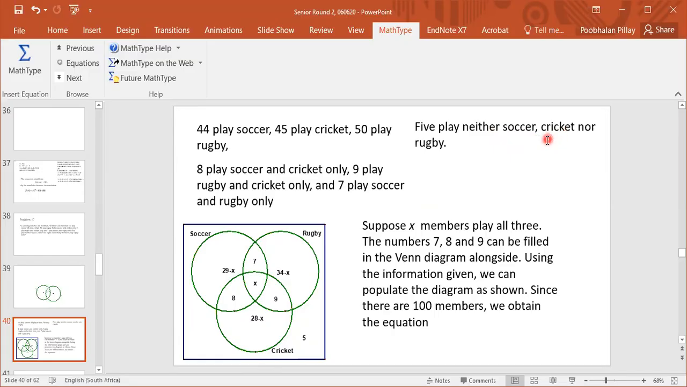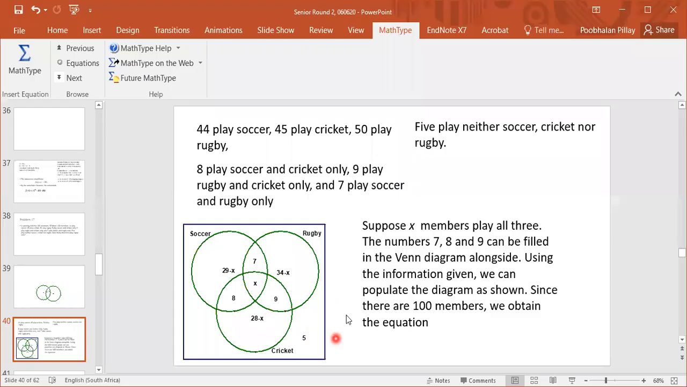Then they say 5 play neither soccer, cricket, nor rugby. So there are people who are just the spectators who do not play any of these things, right? And there are 5. So that 5 comes outside the set. You can see the 5. I'll put it in here. All right.